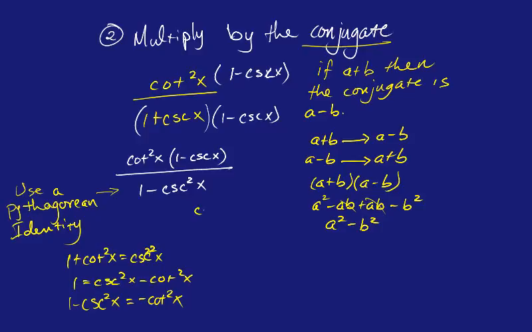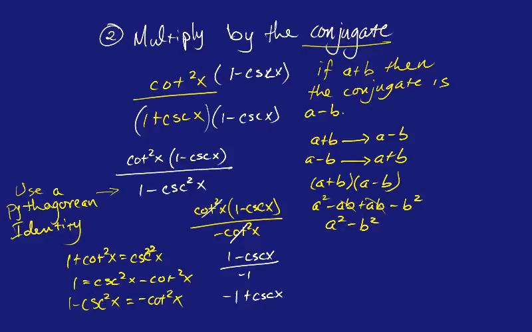So we have cotangent squared of x times 1 minus cosecant of x all over negative cotangent squared of x. The cotangent squareds cancel out, those divide to 1. Now we have 1 minus cosecant of x divided by negative 1. We'll divide the negative 1 into both, and that would be negative 1 plus cosecant of x. And that would be it.